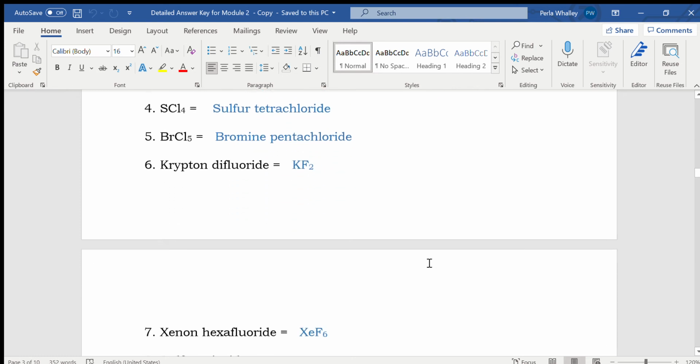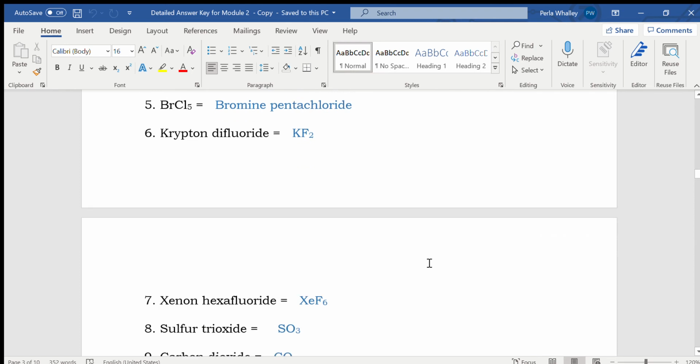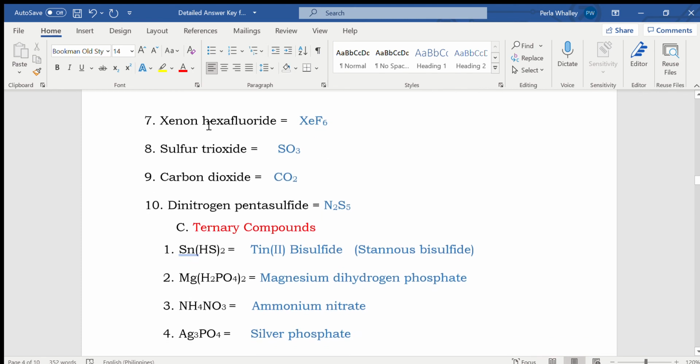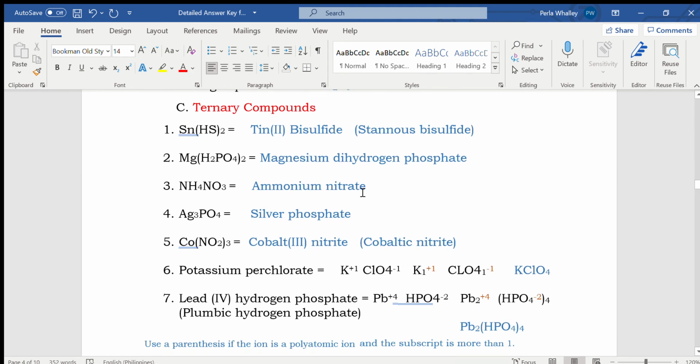Okay, the next is writing formula. Krypton is Kr, difluoride F2. Xenon Xe, hexa 6 fluoride, sulfur trioxide, carbon dioxide. Very easy. And of course, dinitrogen pentasulfide, 5 sulfide.